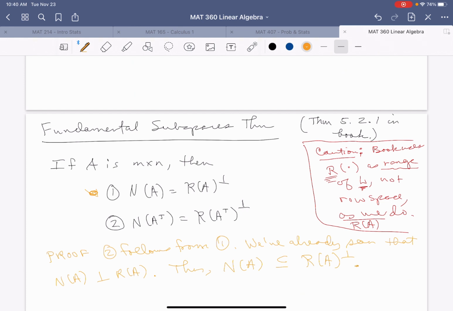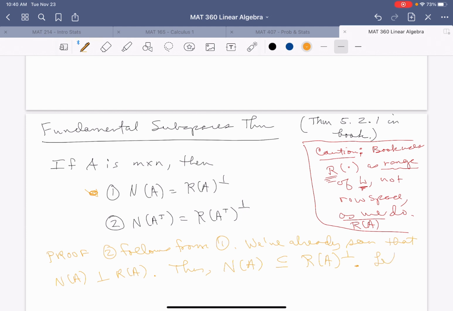Because remember that the orthogonal complement of the row space is the set of all vectors in Rn that are orthogonal to every vector in the row space. And we've already seen that anything in the null space satisfies that criteria. So we've got a subset relationship. But now we want to show that in fact there is equality here. So now we need to show that the subset works the other way.